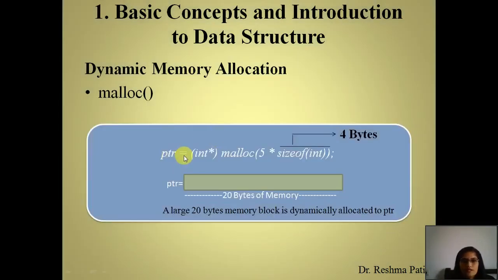Here ptr is equal to, this ptr is of integer, so int star, this is the casting type. Malloc is the function and we have 5 elements. So for that we have to mention the size of each element. Size of int is 4 bytes. 4 bytes is shown on the basis of your machine. My machine is 32 bits, so it will show integer is 4 bytes. So it will allocate 5 into 4, 20 bytes of memory. A 20 byte memory block is dynamically allocated to ptr.